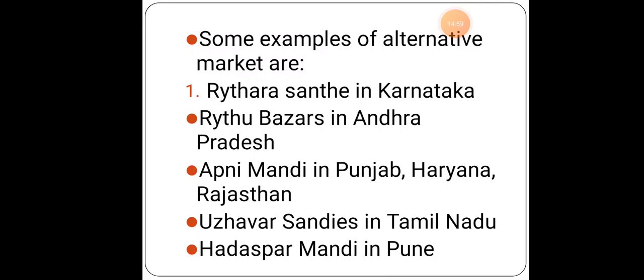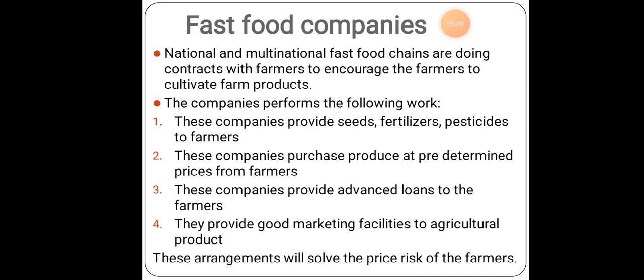In the same way, in Andhra Pradesh, you call it Raito Bazaar. In the same way, in Punjab, Apni Mandi, all these places they call by their own names. So these are some of the examples for the alternative market. And the last topic of this session, fast food companies. So what do the fast food companies do?